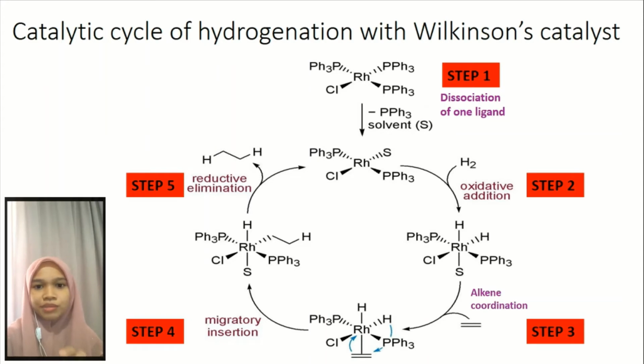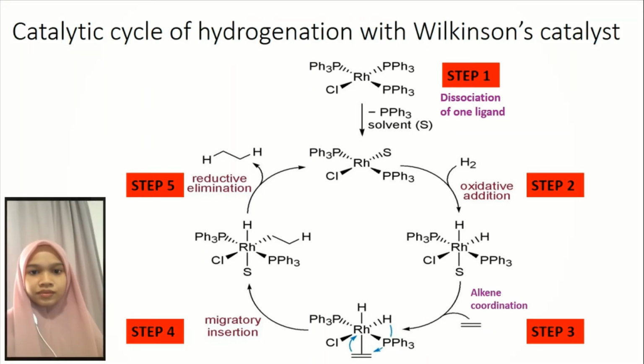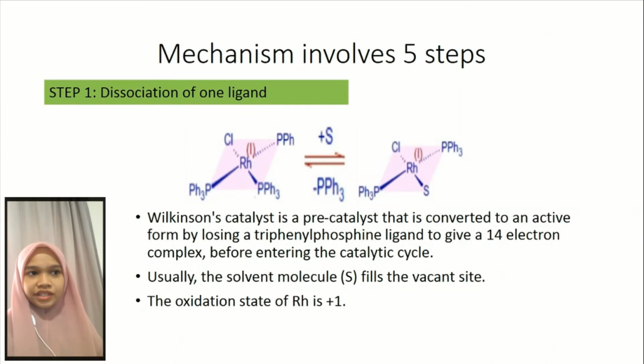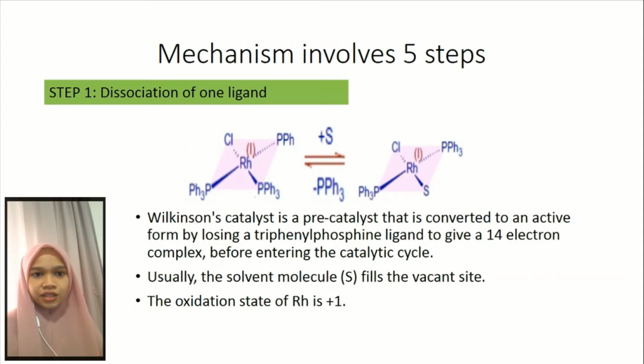So I will explain one by one according to the step. The first step is the association of one ligand. Wilkinson catalyst is a pre-catalyst that is converted to an active form by losing one ligand, which is triphenylphosphine, to give a 14 electron complex before entering the catalytic cycle. So before entering the catalytic cycle, the pre-catalyst must be a 14 electron complex. Then solvent molecule S will fill the vacant site.